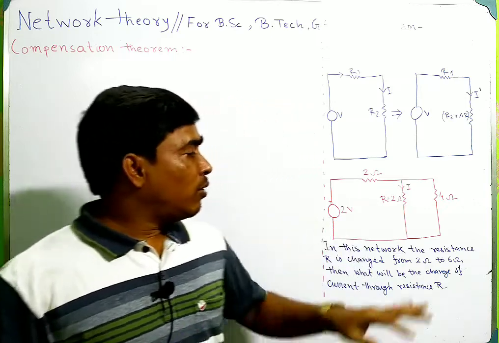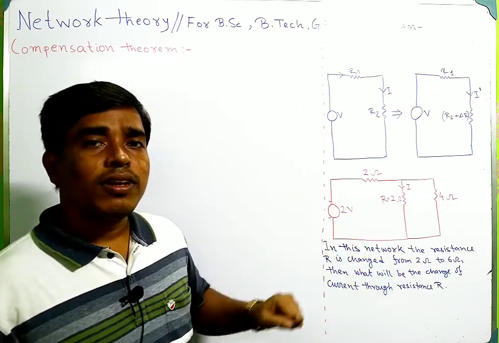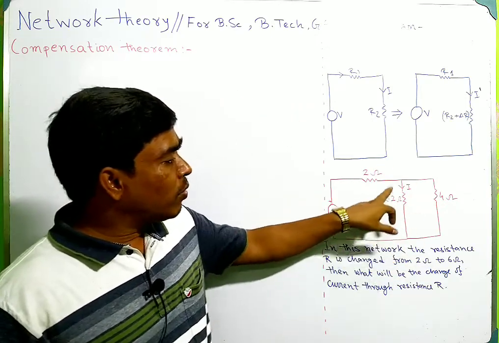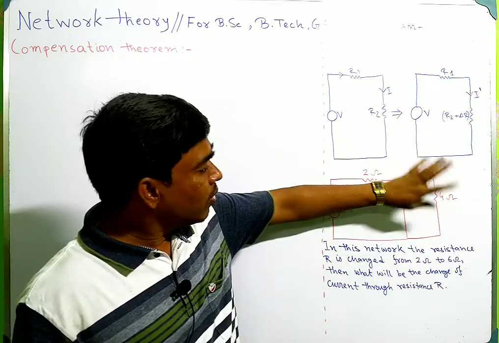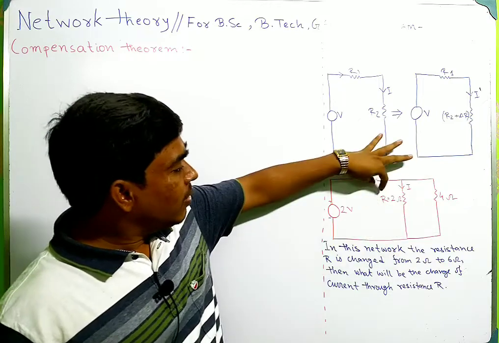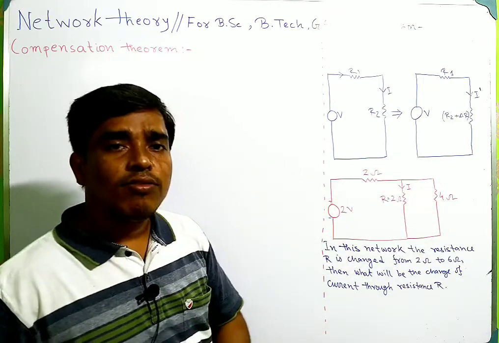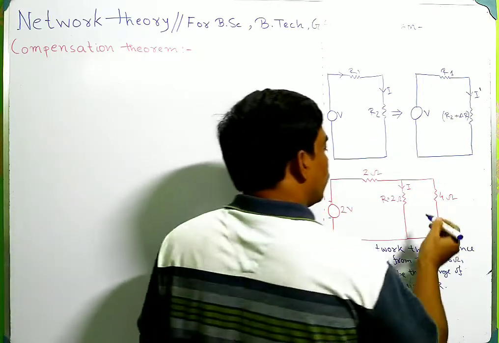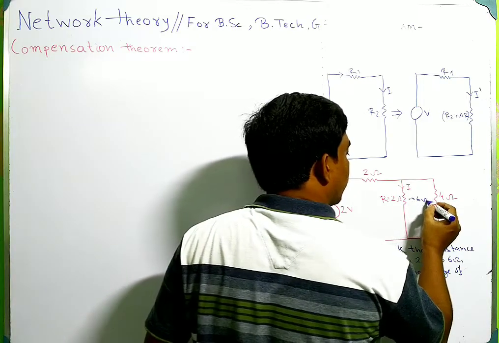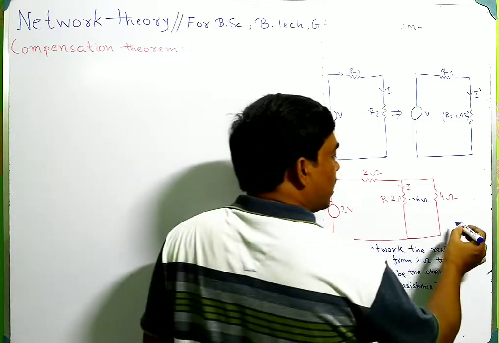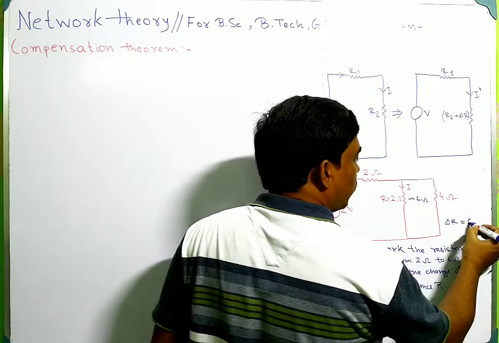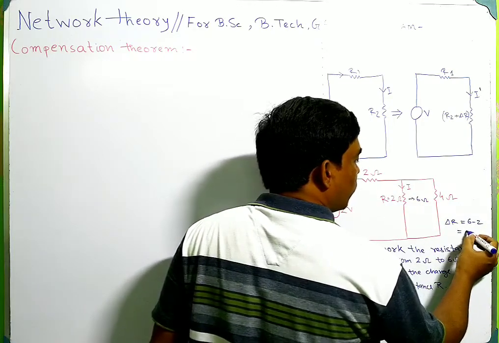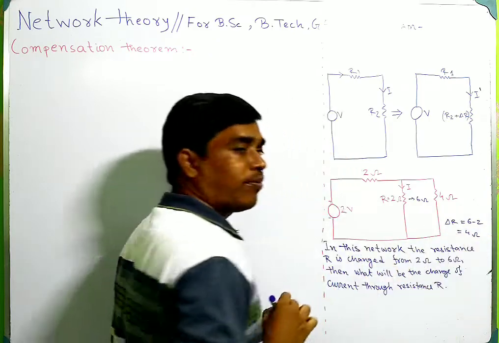We'll discuss this problem. In this problem, you have to calculate the change in current through this branch when the resistance R is changed from 2 ohm to 6 ohms. That means the change of resistance of this branch is 6 minus 2, that means 4 ohms.